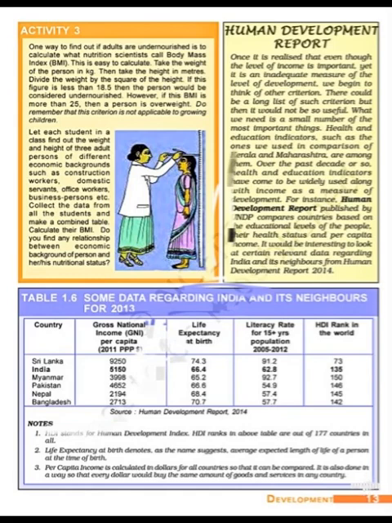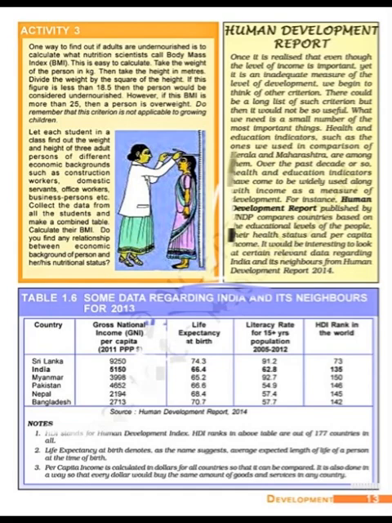If this figure is less than 18.5, then the person would be considered undernourished. However, if this BMI is more than 25, then the person is overweight. Do remember that this criteria is not applicable to growing children.